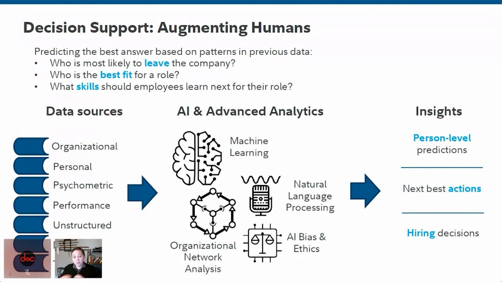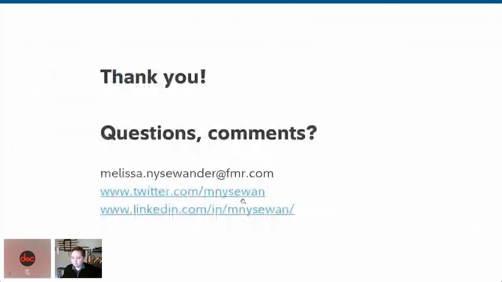But absolutely, combining all of this, we can create person-level predictions or next best actions, which is something that comes from the marketing world, or things like hiring decisions. Who is the best fit for somebody in this role? Which also gets into AI bias and ethics, because absolutely you need to understand some things. A lot of these are black box, but it can't be completely black box.